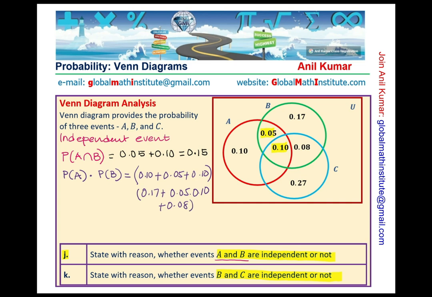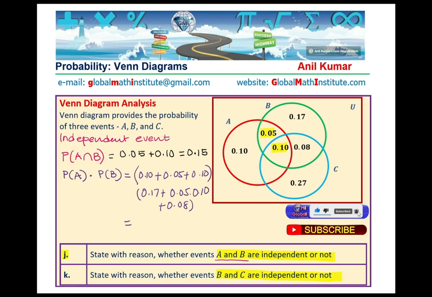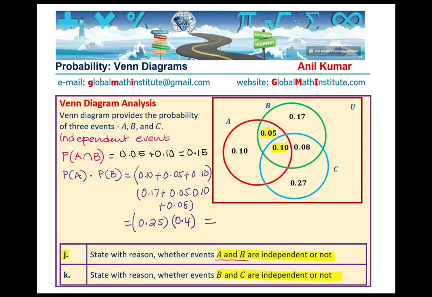So that gives you what? Let's figure this out. When you add these three for probability of A, you get 0.25, and multiply with the sum of the others, which is 0.4. And when you multiply these, you get not 0.15, but you get 0.10. Correct? So probability of A times probability of B is 0.10.